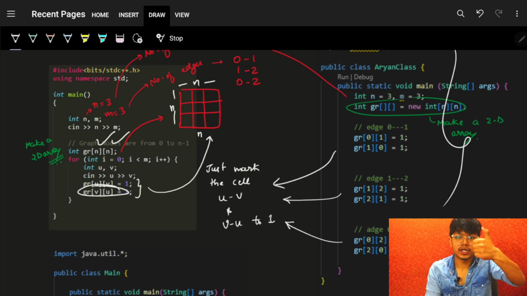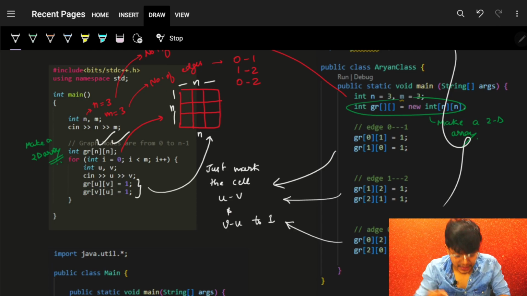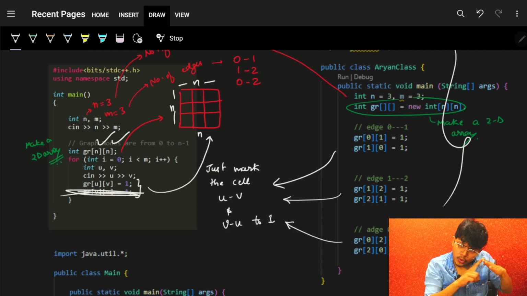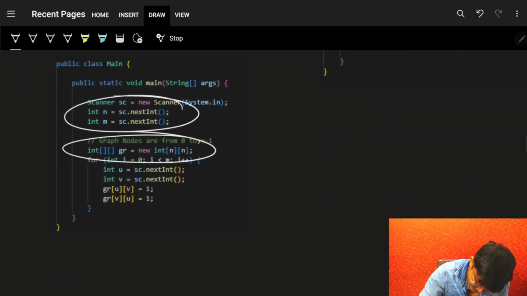From V to U, also I have an edge, because it's an undirected graph. While in the case of a directed graph, I would just have an edge from U to V, so I just marked it here. While if it says only V to U you have an edge, then I would remove this particular thing and only V to U you have an edge. Same goes for here also.